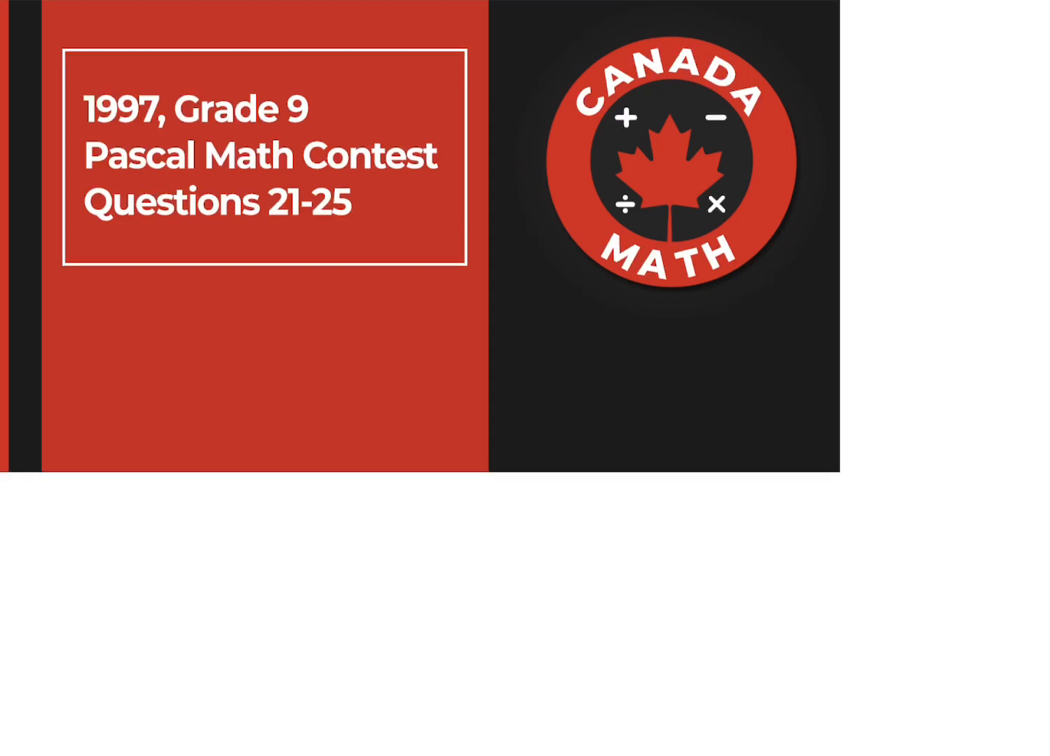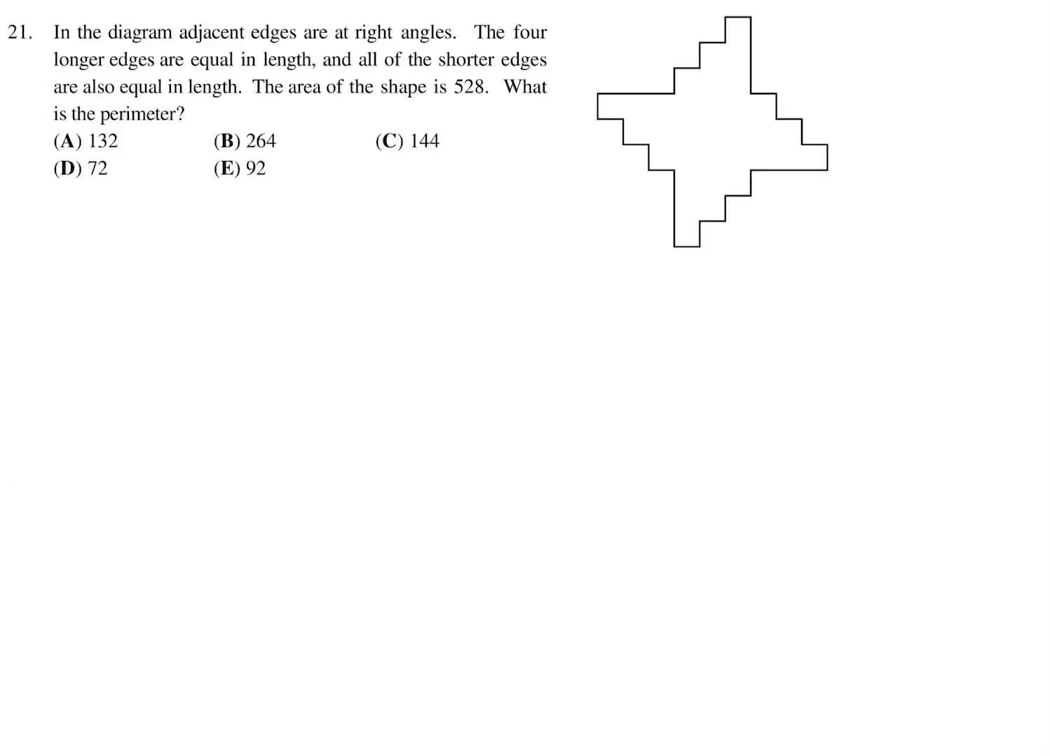In this video, I'm going to cover questions 21 through 25 of the 1997 Grade 9 Pascal Math Contest. In the diagram, the adjacent edges are at right angles, the four longer edges are equal in length, and all of the shorter edges are also equal in length. The area of the shape is 528. What is the perimeter?